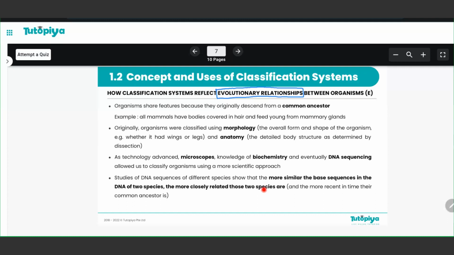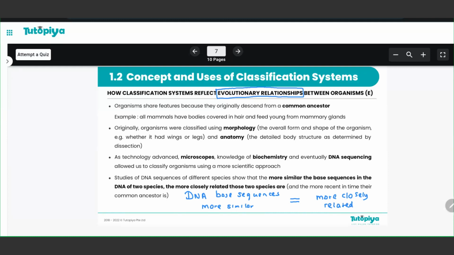So here's what is being done now. You are considering the DNA base sequences, and if the base sequences are more similar to one another, we say that these organisms are more closely related to one another. That is the modern system of classification.